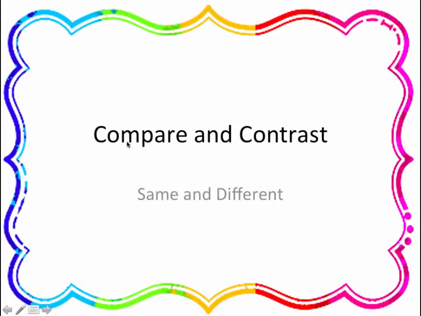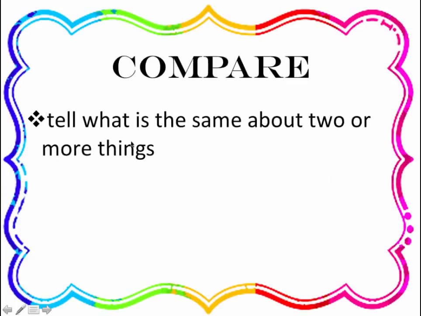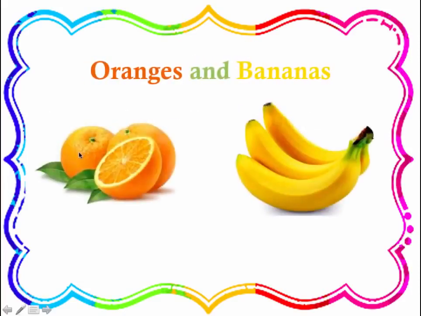We're going to look at compare and contrast. That's same and different. When we compare, we tell what is the same about two or more things. Here's oranges and bananas. Let's compare them. Let's tell some ways that they're the same.